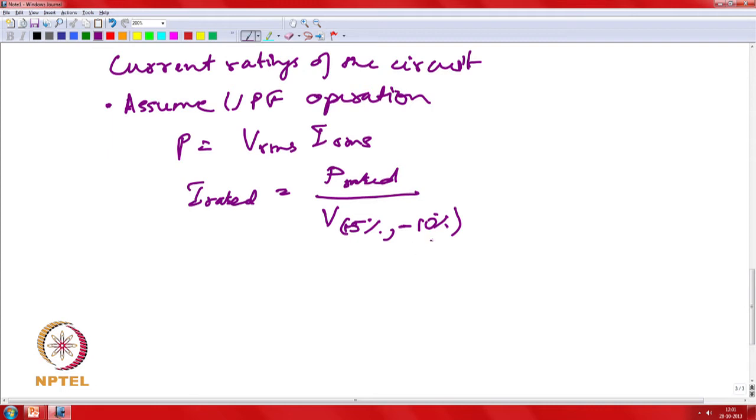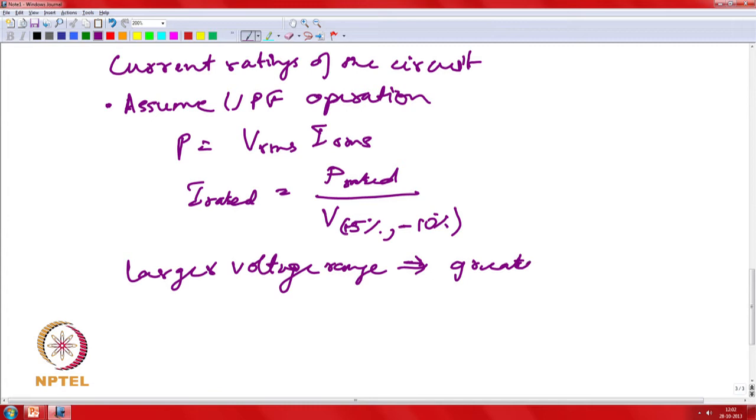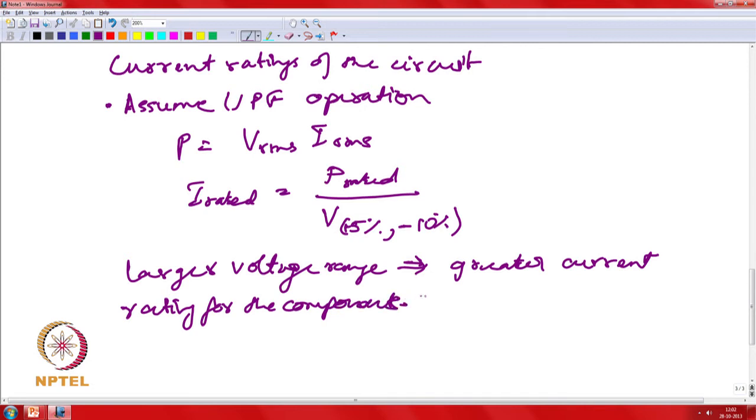So you need to make sure that there is a trade-off between how much power quality situation you are willing to encounter and to what specification you want to maintain your power requirement. So a larger voltage range would imply a greater current rating for the components, given P rated.